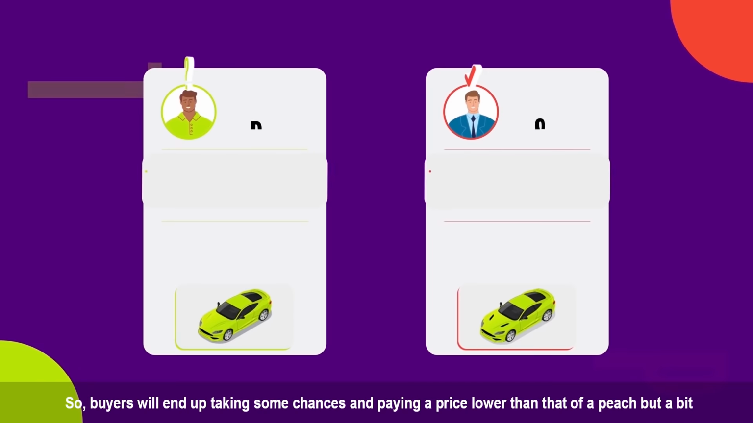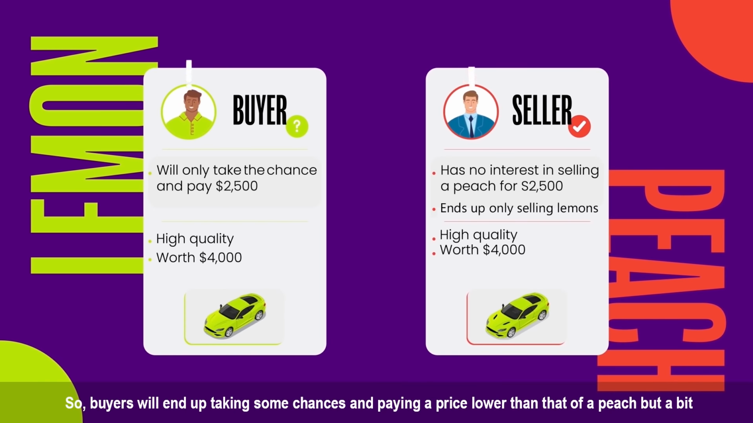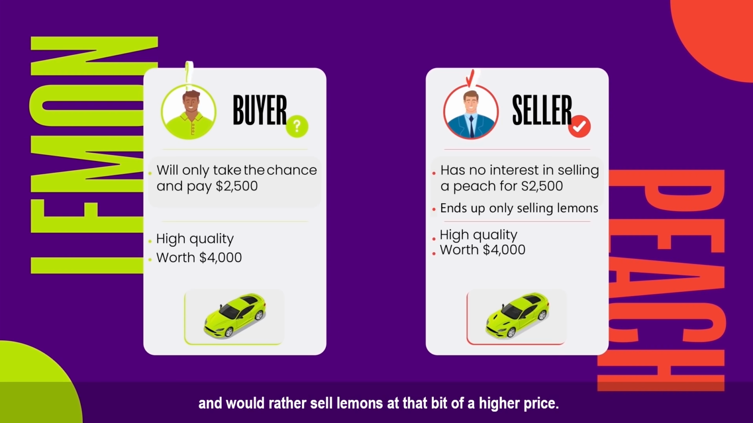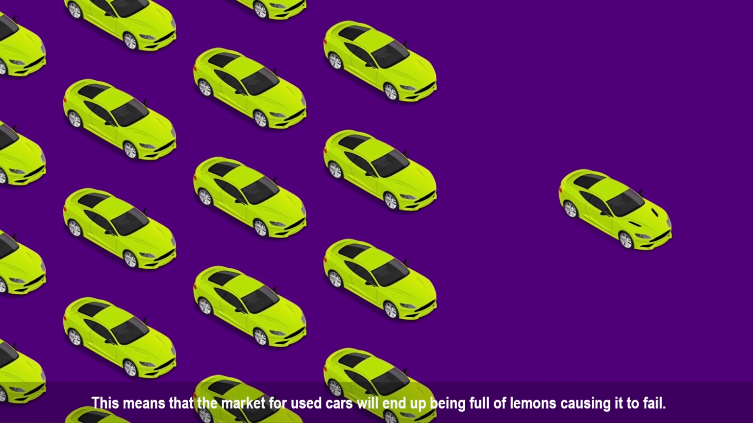So, buyers will end up taking some chances and paying a price lower than that of a peach, but a bit higher than a lemon, while sellers will no longer have an interest in selling peaches and would rather sell lemons at that bit of a higher price. This means that the market for used cars will end up being full of lemons, causing it to fail.